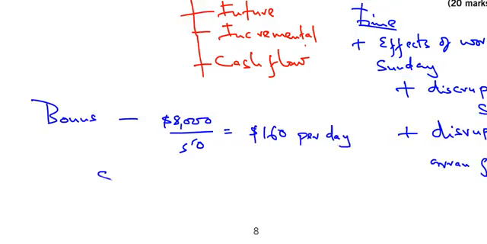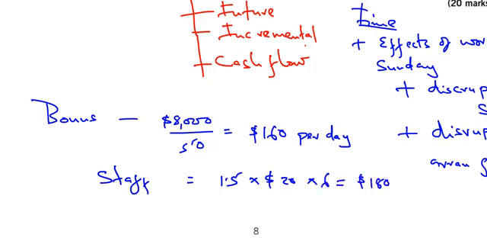Now let's compare it with the staff. Okay, the staff are earning 1.5 times 20. You remember the 20? But they're working for 6 hours, and this equates to 180. So just imagine a scenario where you are the manager, okay, and you're being paid much less than your staff. Will that motivate you? This is likely not to motivate him.